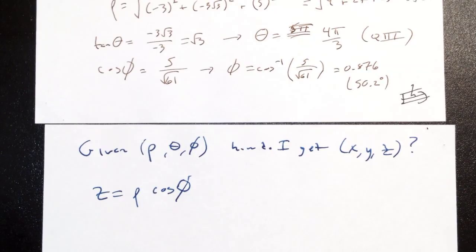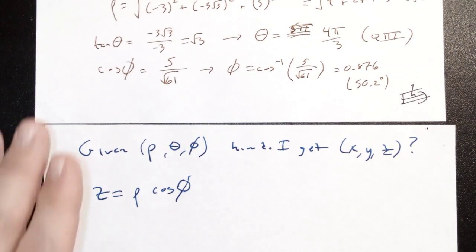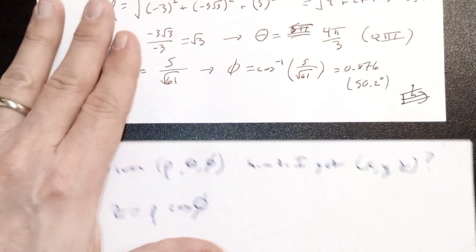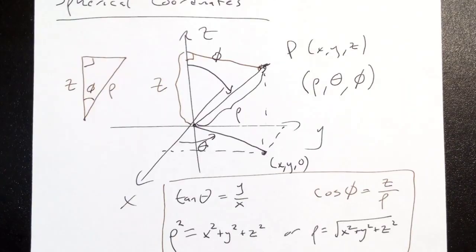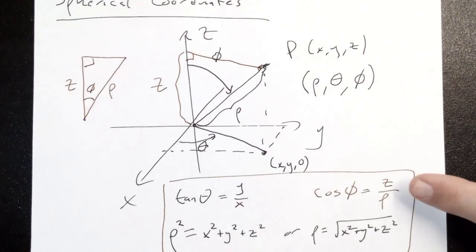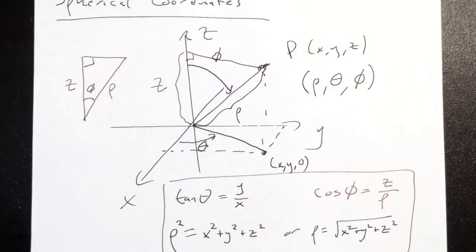Let me go back to that stupid picture I had a moment ago. Let's slide back up the screen here. I have rho and theta and phi. I need to get x and y. We already figured out z. How do I get x and y?